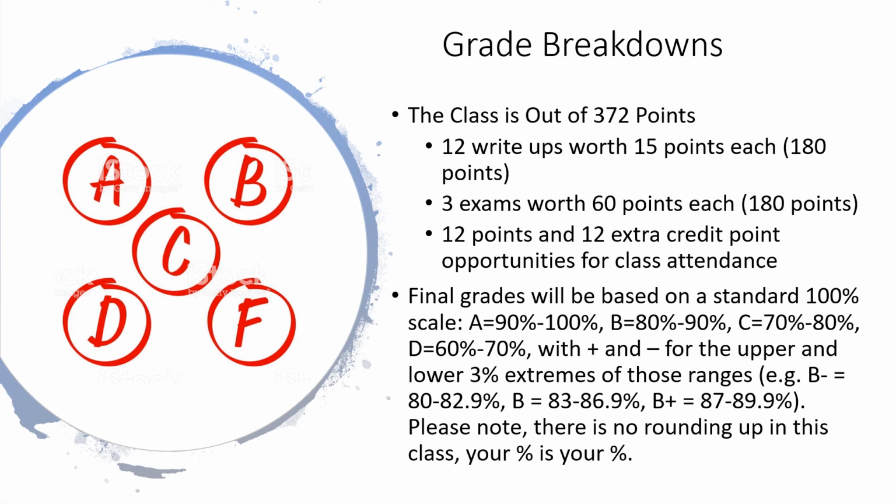But please note, I do not round in this class. So if you are at 89.8 or something like that percent, that does not round up to an A minus. But it also means if you're at, say, 70.1% or something like that, I'm not going to round that down to, say, a C plus. Also on that same note, there is no curving for this class.